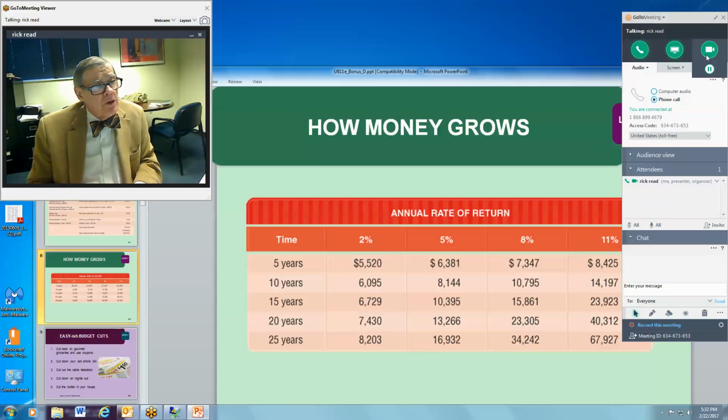The unfortunate fact is the annual rate of return here, mostly we're talking about rate of return on savings. Most places that I know don't pay 2%.